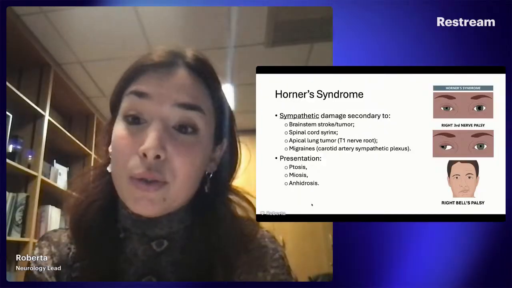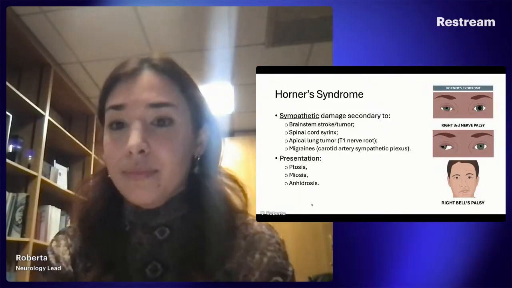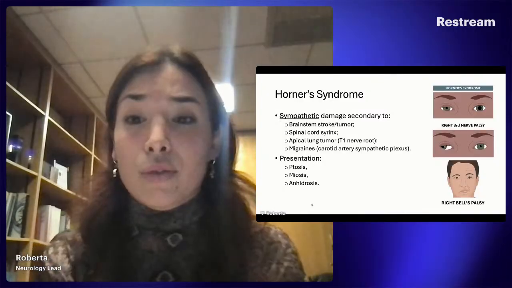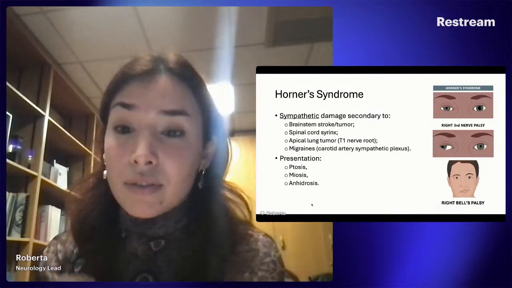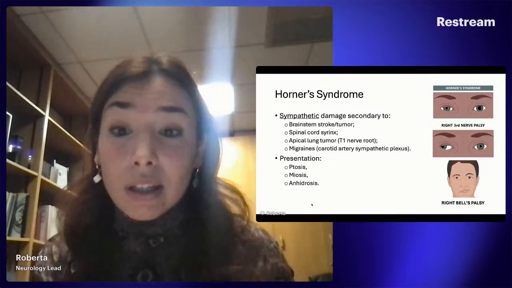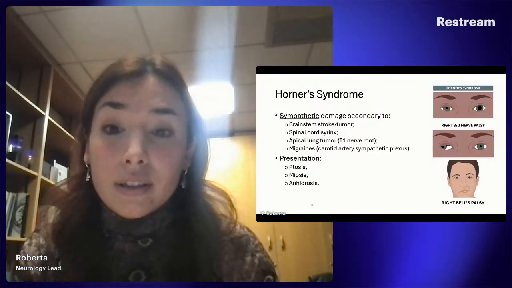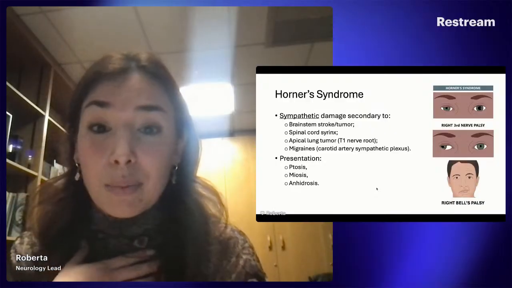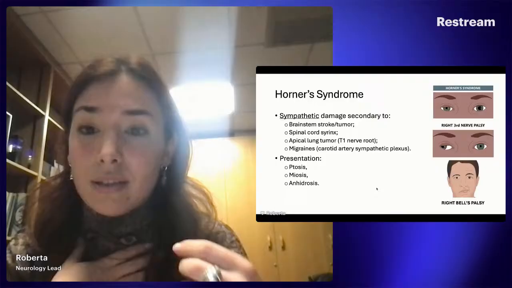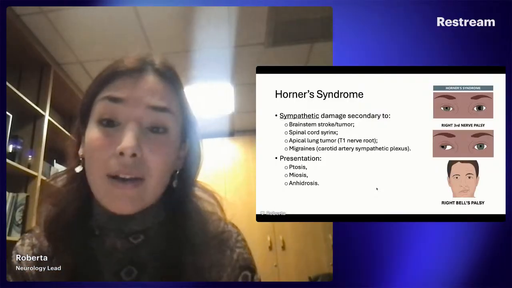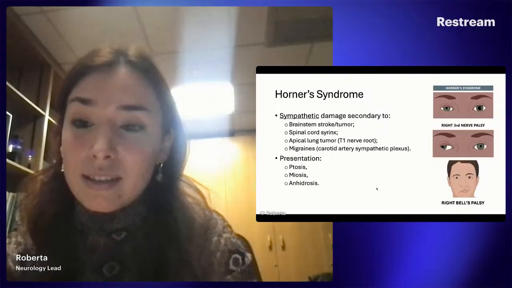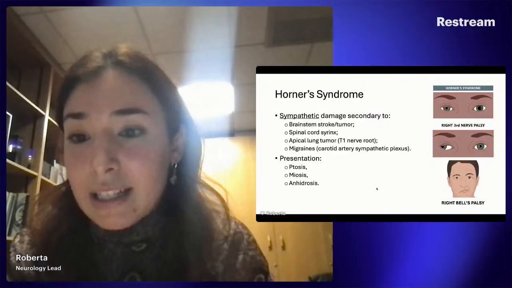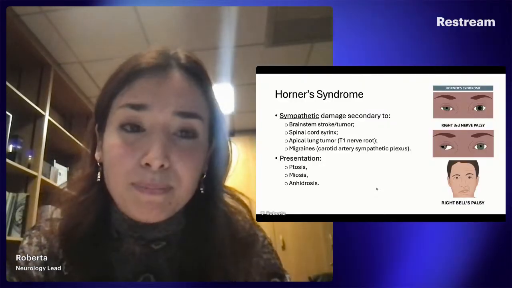So Horner syndrome is caused by sympathetic damage. This can be secondary to a number of things, including tumors or strokes of the brainstem, syrinx of the spinal cord, apical lung tumors that impinge on the T1 nerve root, as well as migraines, because of the changes in the blood vessels during a migraine that essentially make the artery press on the sympathetic plexus. It typically presents with ptosis, so again, drooping of the eyelid, miosis, and anhidrosis.